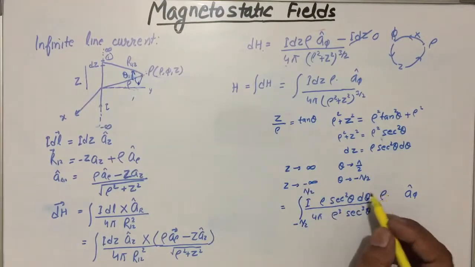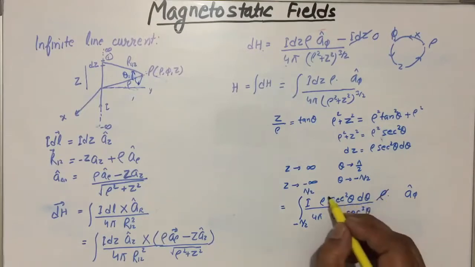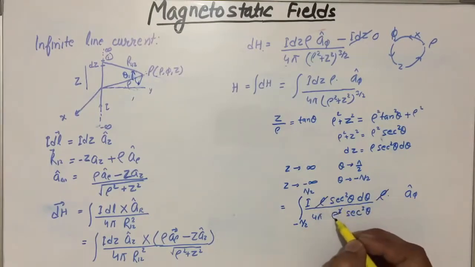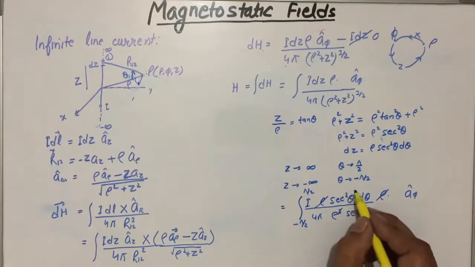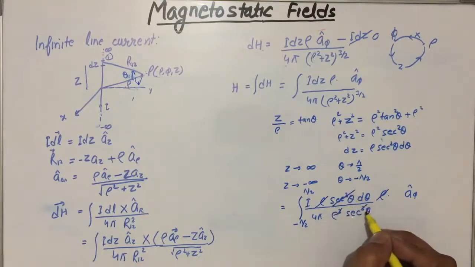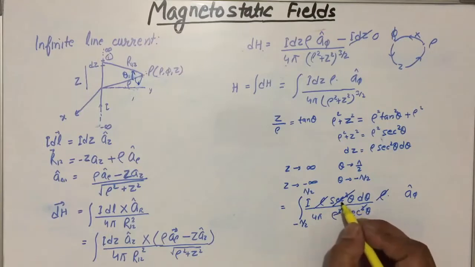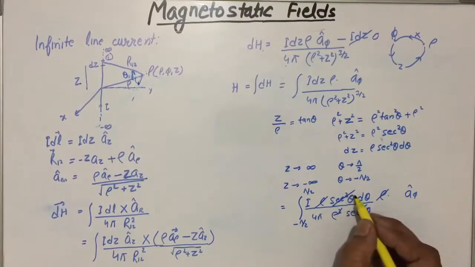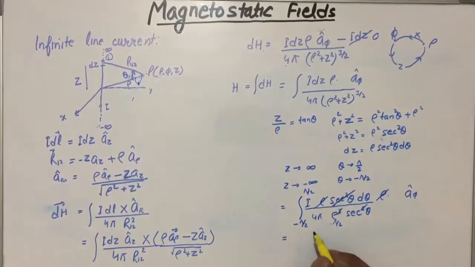Now try to simplify this. The rho square will be cancelled out, and one rho will remain here. Sec square theta over sec cubed theta will cancel, leaving sec, which goes up as cos. Now further it can be written as I by 4 pi, cos theta d theta, integrated from minus pi by 2 to pi by 2. That will be the complete H.